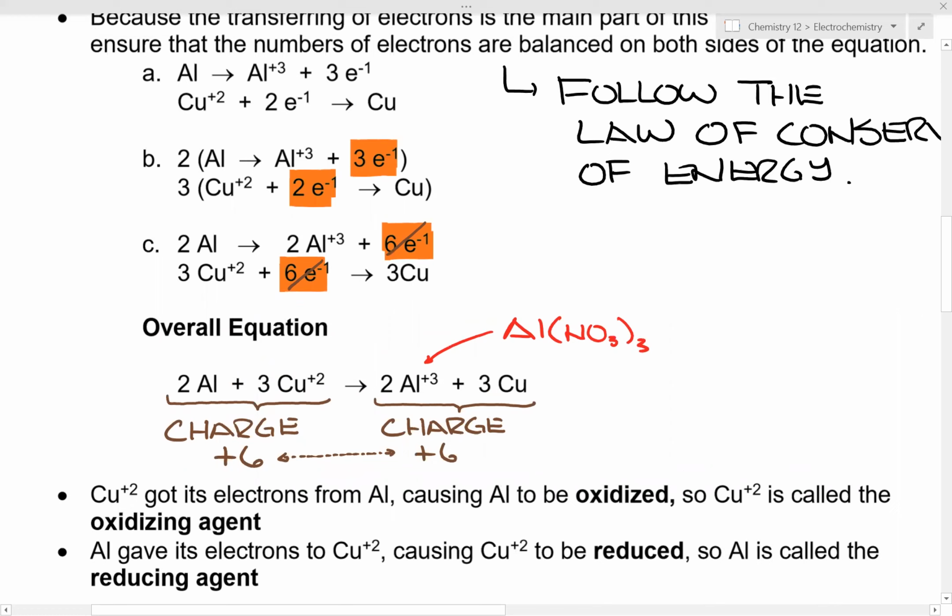Aluminum gave its electrons to copper 2+, causing copper 2+ to be reduced. So aluminum is called the reducing agent. Aluminum caused reduction, so therefore it is a reducing agent. It itself must be oxidized. Okay, think about that. See how those two words are related.